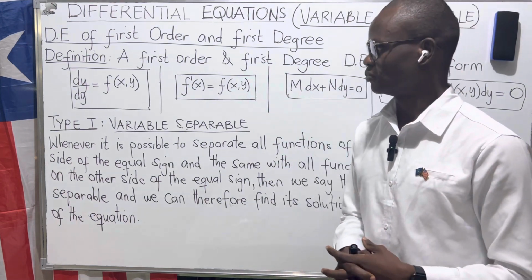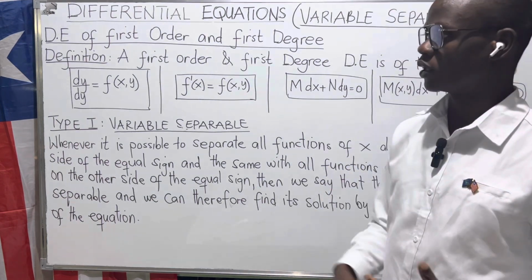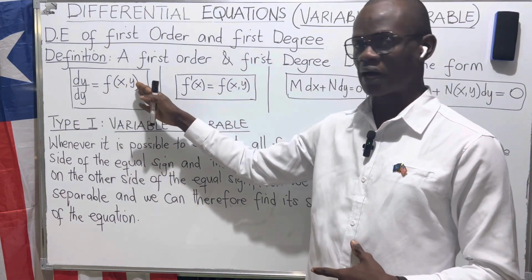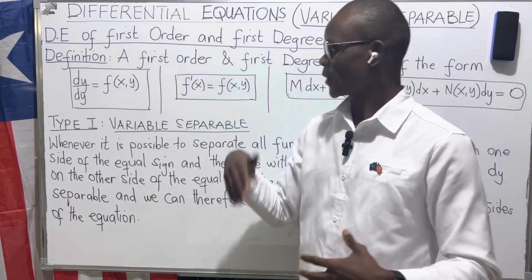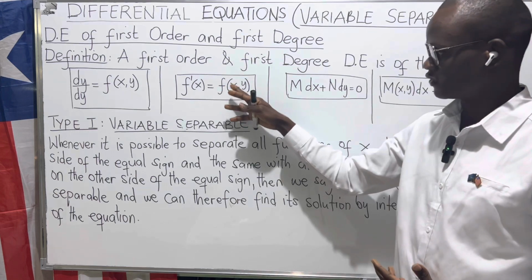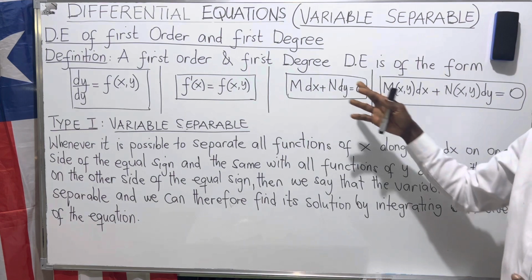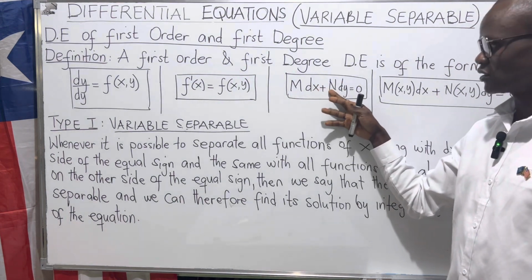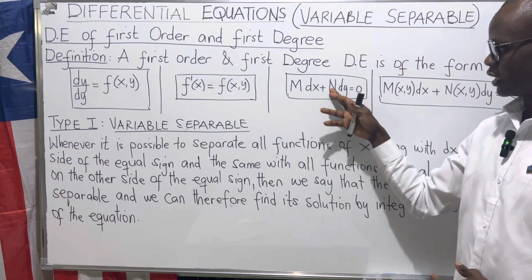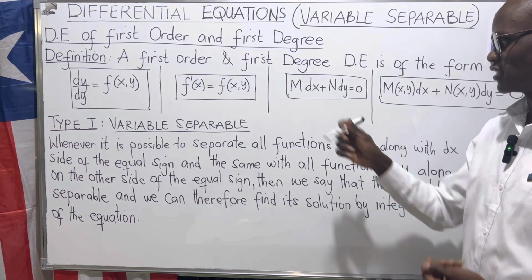Now, we said the first order and first degree differential equation is of the form dy by dx equals f of x comma y, that is a function in x and y. It can also be written in the form of f prime of x equals f of x comma y, or it can be expressed in the form of M dx plus N dy equals 0, where M and N are factors in terms of x and y.